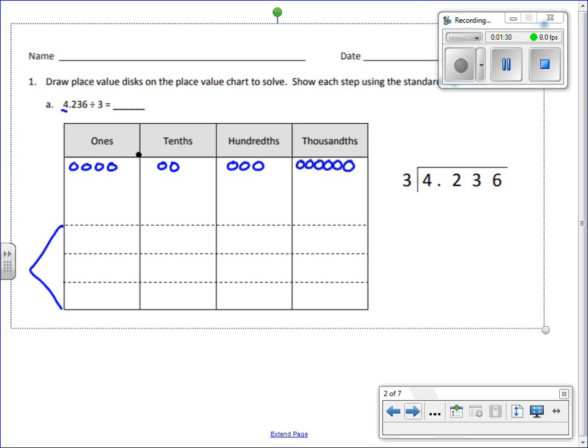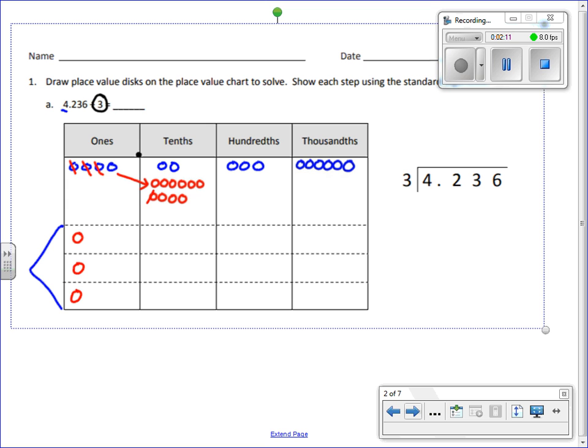Okay, now we're going to divide that by the number 3. If we divide it by the number 3, I can put 1, 1, 1. I have 1 left. I cannot take that 1 disk that's left. So I've got to move it over to the tenths place. When I move it over to the tenths place, that's the same as 10 disks, remember? So we got 10. Now we've got to group these into 3.